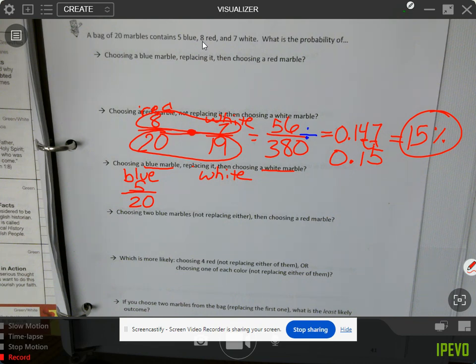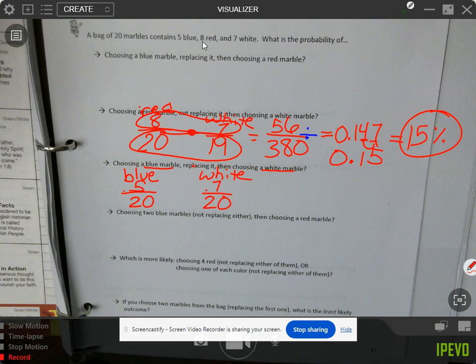So I replace the blue marble after I choose it. What is my probability for choosing a white marble? Claire? I replace it, so I put that blue marble back in. So I still have 20 marbles in my bag. If we're replacing it, your denominator stays the same. If you do not replace it, it changes. So I found the probability fractions for each of my events.